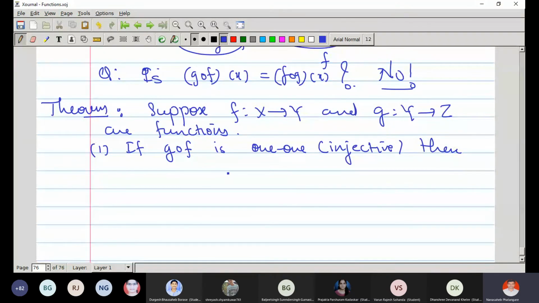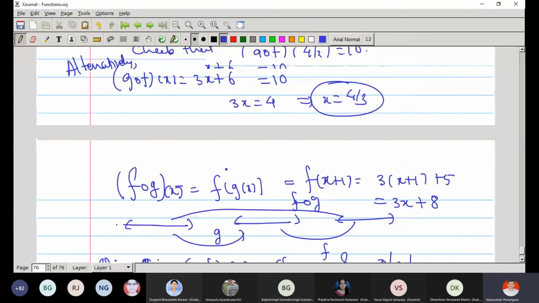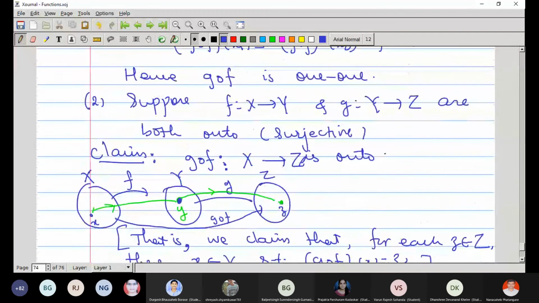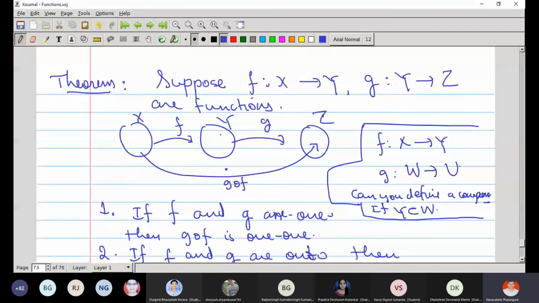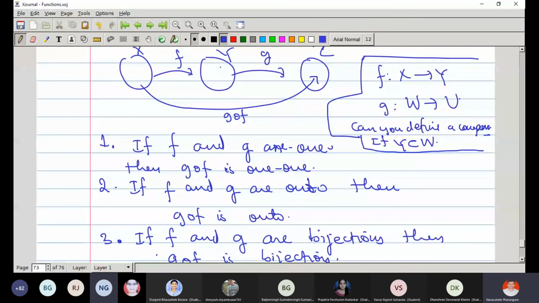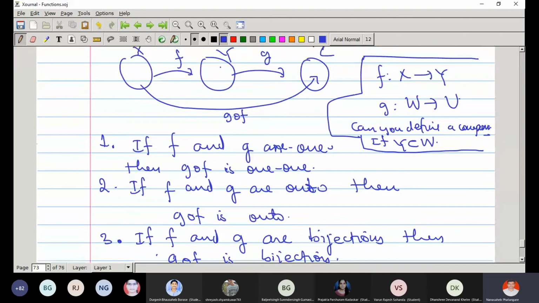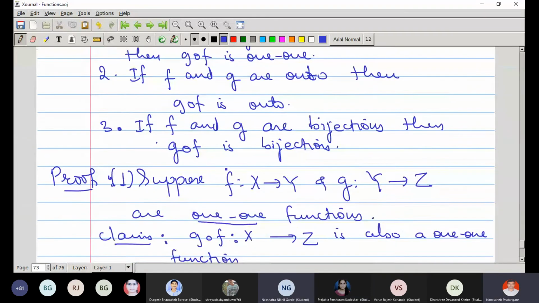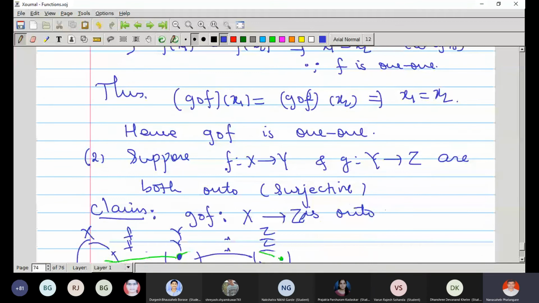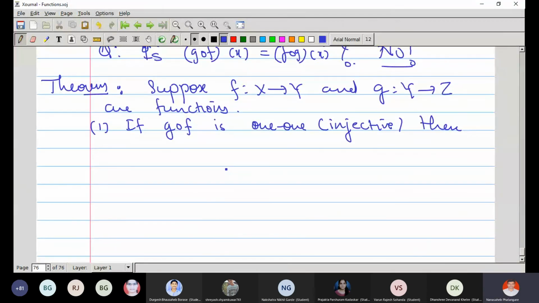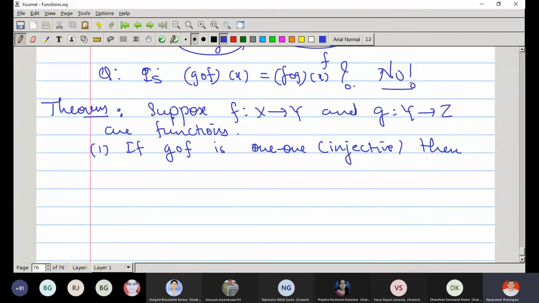In the previous case, if you go back to the previous theorem, what did the previous statement say? If f and g are 1-1, then g composite f is 1-1. What is the opposite way? If g of f is 1-1, then g and f are 1-1. So that can be a question. If composite function is 1-1, then are f and g 1-1?